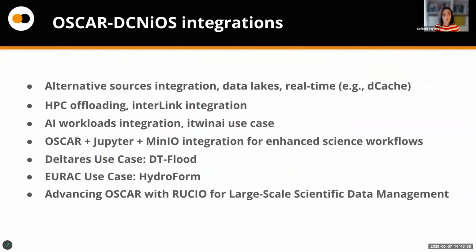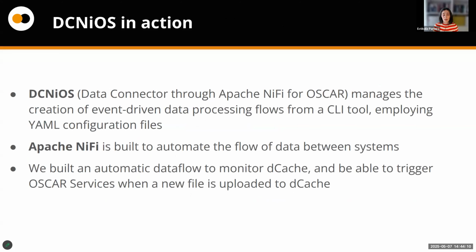First of all, I'm going to talk about this integration that we did using DTE Neos and for Dcache, this distributed storage solution. Like I said, the DTE Neos is the data connector through Apache NiFi for Oscar. Manages the creation of these data processing flows very easily from a YAML file using a command line interface tool. And Apache NiFi is built to automate the flow of data between systems. So what we did was building this automatic data flow to monitor the cache and be able to trigger OSCAR services when a new file is uploaded to the cache.